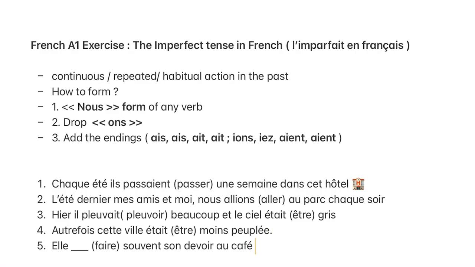And the last sentence. Elle (faire) souvent son devoir au café. The verb in the brackets is faire, which means to make or to do. In this context, it means to do. So, we need to conjugate the verb faire in the imperfect tense, that is using imparfait. So our answer is faisait.